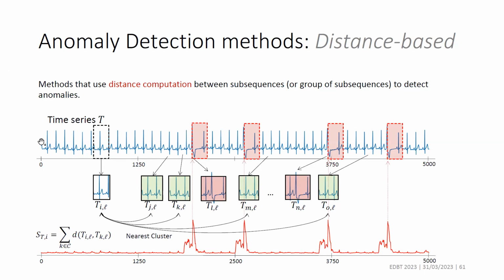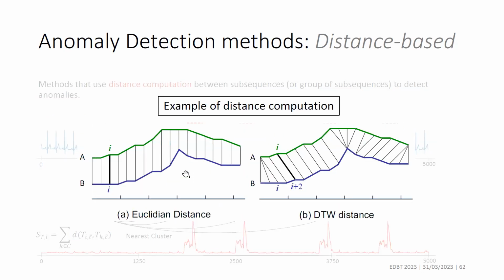Here you have an electrocardiogram with arrhythmia, and you can compute the distance and correctly identify the arrhythmia. You can use many kinds of distance measures. The most common one is the Euclidean distance, which is very simple: you just compute the distance point by point for the subsequence. You can also use DTW, dynamic time warping distance, where you care a little more about the alignment, trying to find the best possible alignment to minimize the distance.